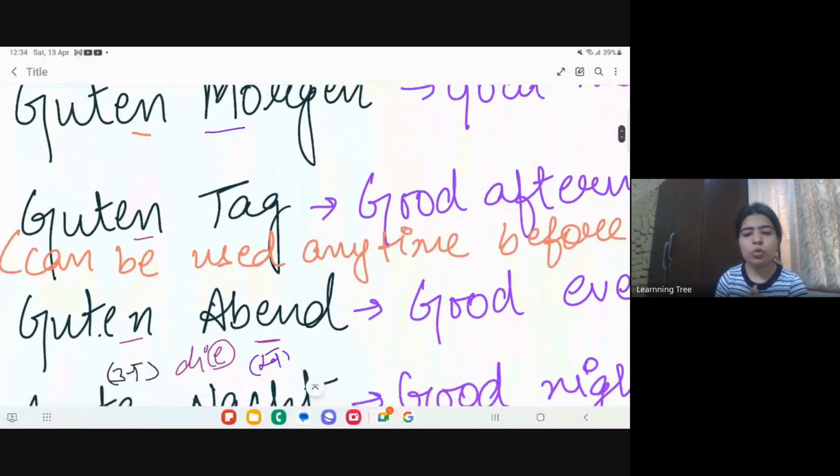Then we have guten Tag. So A is pronounced as A. If I talk about English, we would have said this as tag. But in German, it is Tag. So guten Tag.